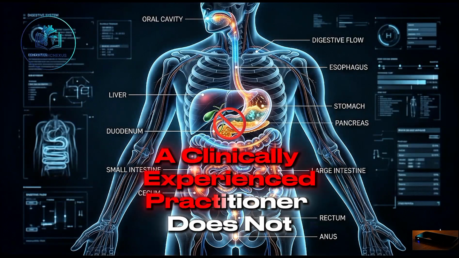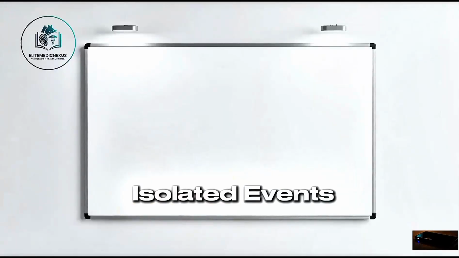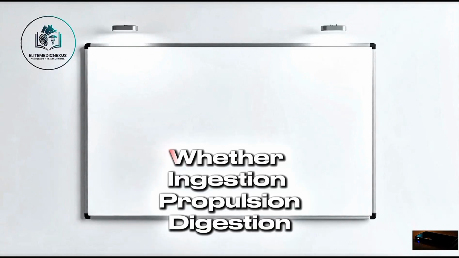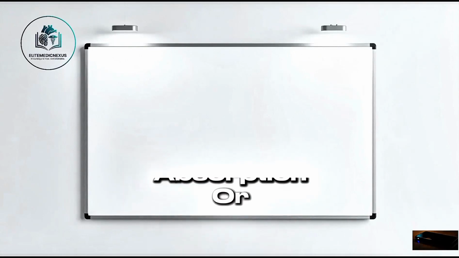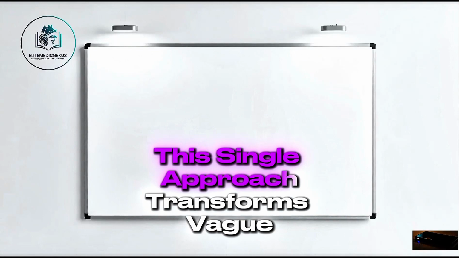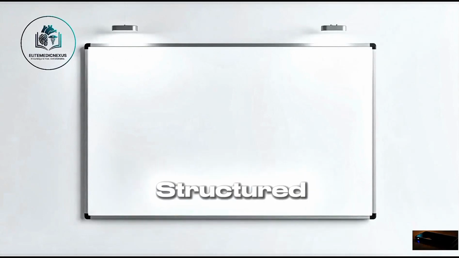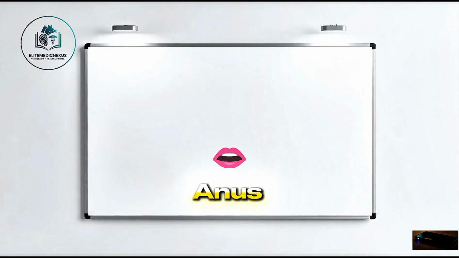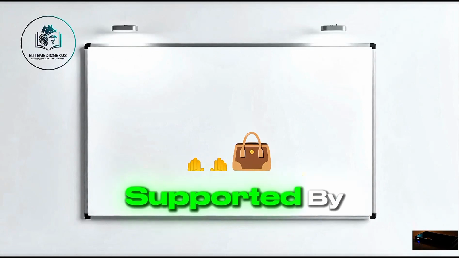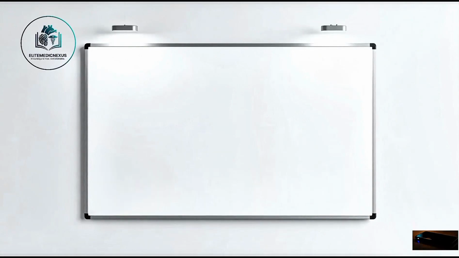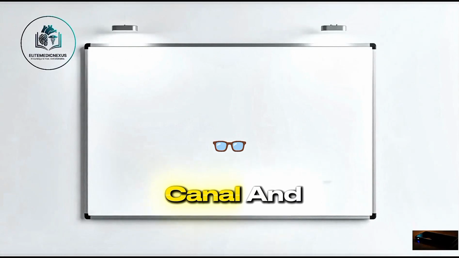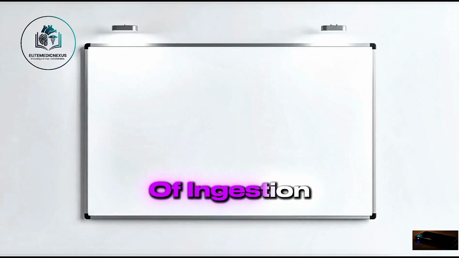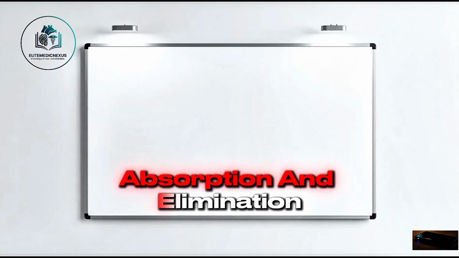A clinically experienced practitioner does not interpret digestive symptoms as isolated events. Instead, they mentally trace the failure back to a specific functional phase, whether ingestion, propulsion, digestion, absorption, or elimination. This single approach transforms vague abdominal complaints into structured diagnostic reasoning. The digestive system extends continuously from the mouth to the anus, forming a complete alimentary canal supported by accessory glands that enable chemical digestion. Structurally, it is divided into the alimentary canal and accessory organs, while functionally it operates through sequential phases of ingestion, propulsion, digestion, absorption, and elimination.